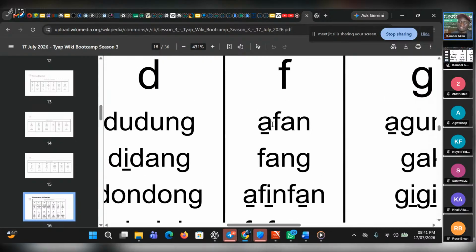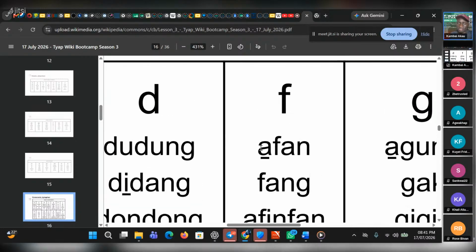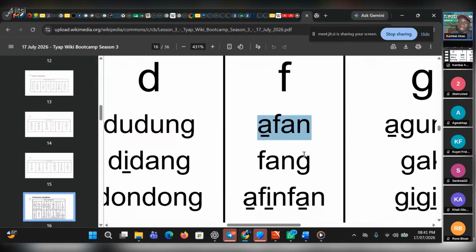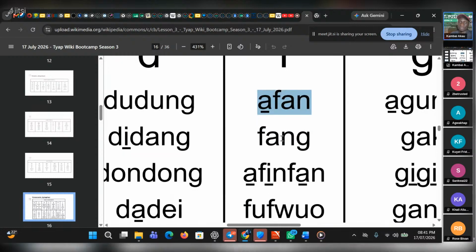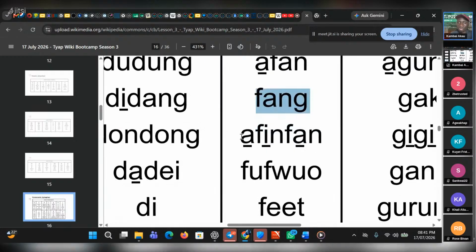And then we have the fourth sound. And under four, we have a fan. A fan is a mountain, not a fan. If you have a G, it means a stone. But when we don't have a G, it is a mountain. And then we have fan. Fan is to read or to count. And then we have often fan, which is blindness.